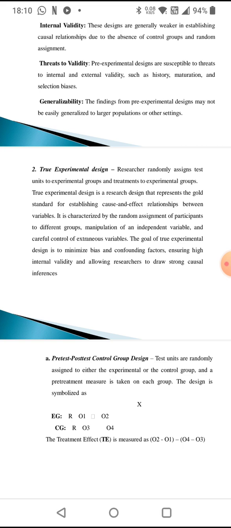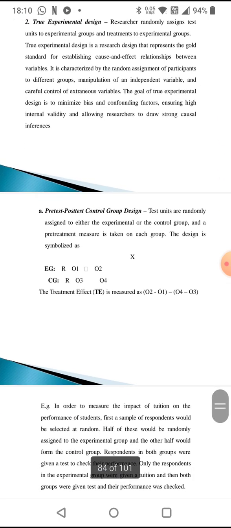Pre-test, post-test control group design. Test units are randomly assigned to either the experimental group or control group, and the control group will just not participate in the process or the treatment. And both the pre-test, that is before giving the experiment, and after giving the treatment also we take, and then they calculate the differences between them to come out with the outcome or solution.